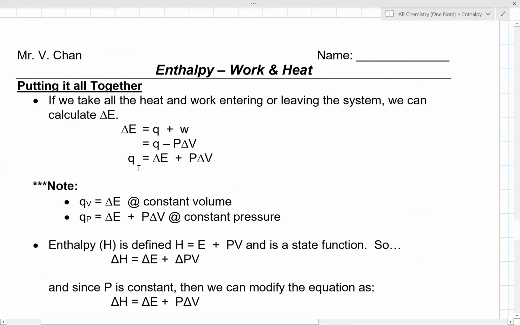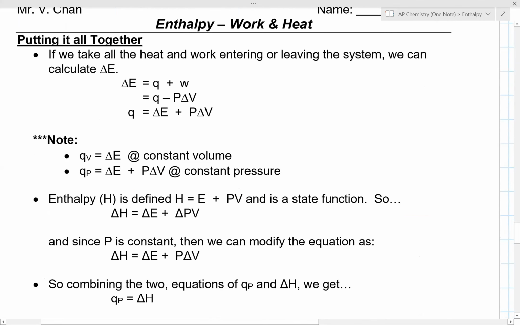Rearranging it, we have Q is equal to delta E, the change in energy, plus the pressure times the change in volume. Now, if we have a constant volume, then the change in volume is 0. So the heat of the system is equal to the total change in energy. If the pressure is constant, we have the change in energy plus the pressure times the change in volume. We have Q at a constant pressure.